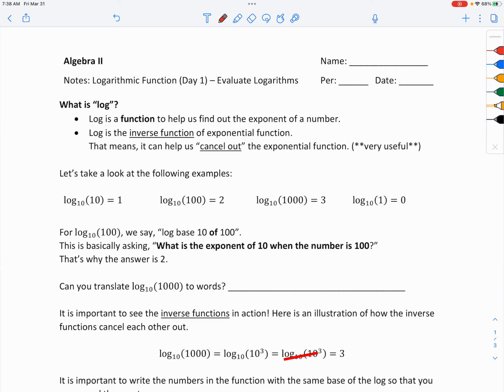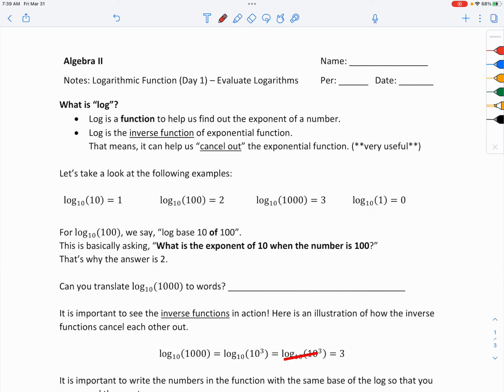Square and square root are an example of inverse functions. And what do they do to each other? They cancel each other out. That's why we say cube and cube root are inverse functions. So when we learn about inverse functions, one critical element that you as a student need to hang on to is that they cancel each other out.